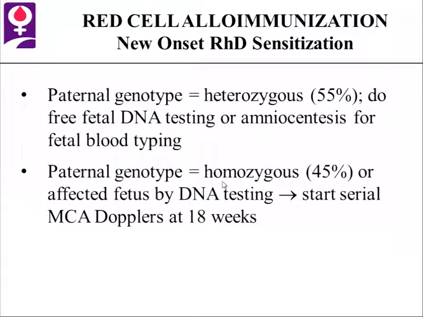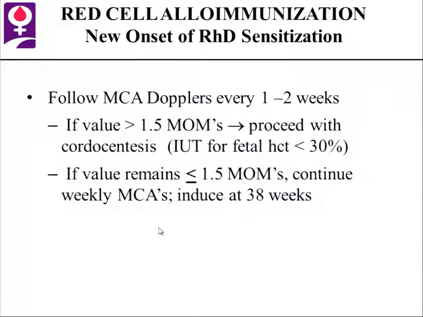If Dad's homozygous or we have an affected fetus by DNA testing, we're going to start Dopplers at about 18 weeks gestation. We're going to follow those Dopplers every few weeks, usually 1 to 2 weeks. If we get a value over 1.5 times the multiples of the median for gestational age, we're going to test the fetus by doing a cordocentesis, where we take blood from the umbilical cord, and if the blood count is below 30, we're going to give the baby blood, which I'll show you in a moment. And if we get up to 38 weeks and everything's looking good, we're just going to induce the pregnancy.